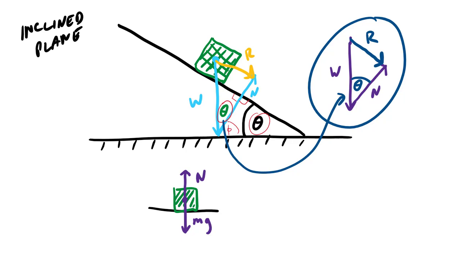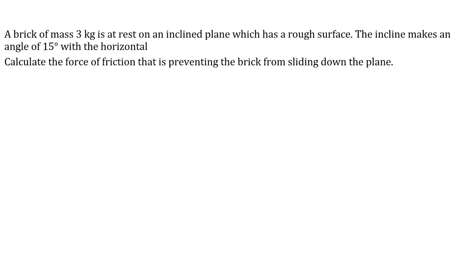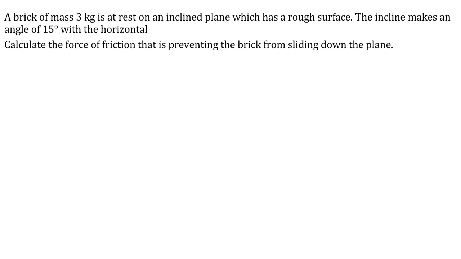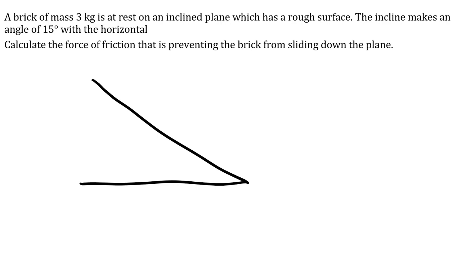So now let's put this into practice. In this question, you've got a brick, it tells you the mass of it, and it's on an inclined plane. It's telling you that it's a rough surface, which means you're going to have friction, so I'll just draw that in. In here I'm not going to draw the free body diagram. Instead, on top of this diagram, I'm just going to draw the vector diagram.